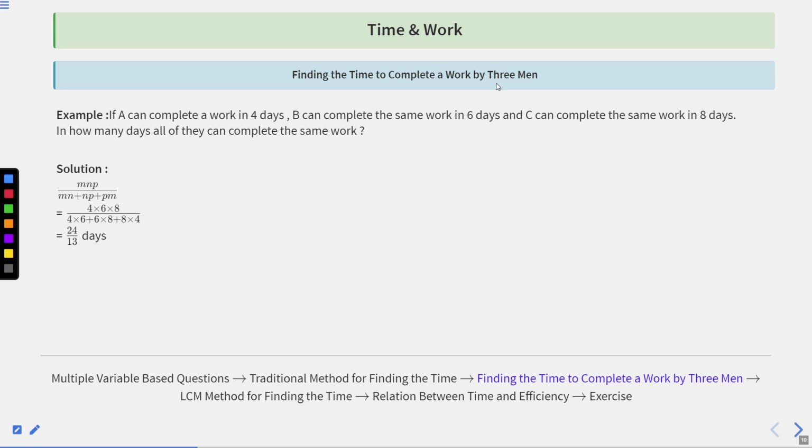Let us see an example. If A can complete a work in 4 days, B can complete the same work in 6 days, and C can complete the same work in 8 days, in how many days can all of them complete the same work? We are going to use the formula that we have seen in the previous slide, that is MNP upon MN plus NP plus PM, equal to 4 times 6 times 8 upon 4 into 6 plus 6 into 8 plus 8 into 4, that is 24 upon 13 days.